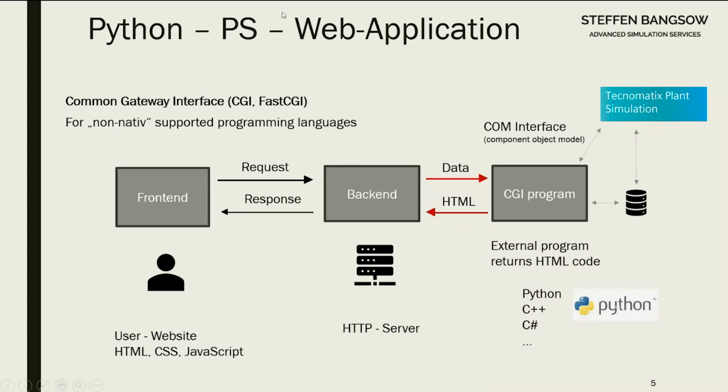And so we have 3 steps here. We need a front end. Here we need to configure the HTTP server so that the HTTP server is calling external Python scripts as CGI programs, and this we need to configure.